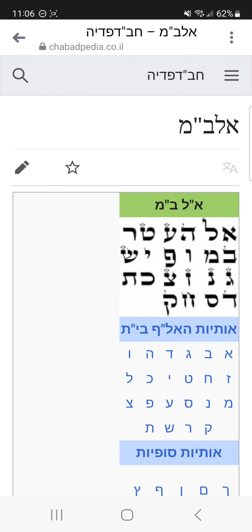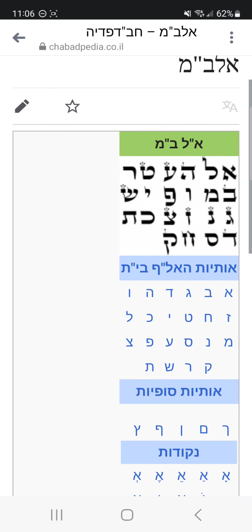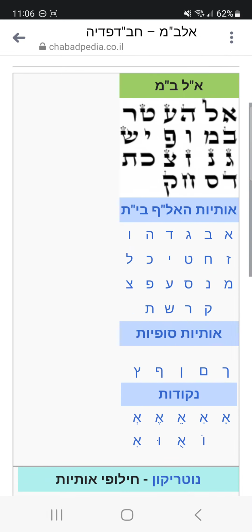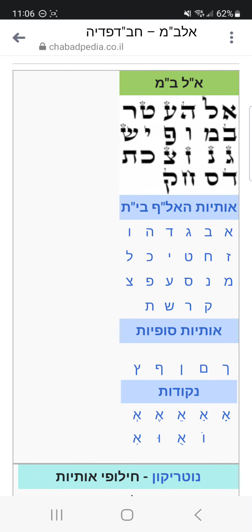Albam, Aleph Lamed Bet Mem. What's going on? If you look at the Hebrew letters that we have here on the page, in the top right corner we have Aleph, on the bottom of that Bet, on the bottom of that Gimel, on the bottom of that Dalet.